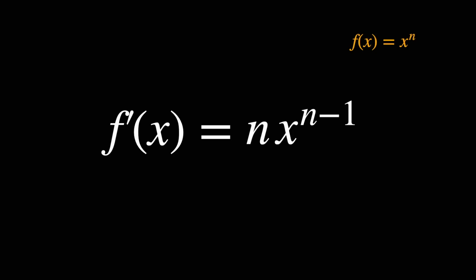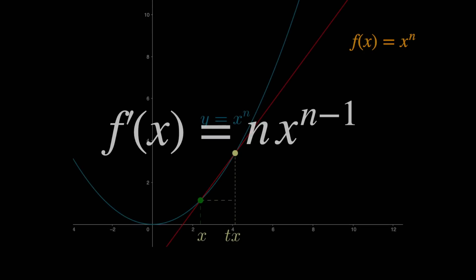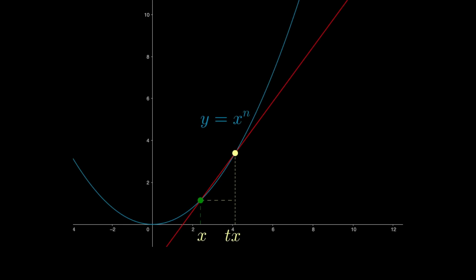Compared to the proof using the original definition, this proof is much easier, straightforward, and easy to follow. So why does this new definition of the derivative simplify so nicely for power functions? Here I have the function y equals x to the n and the points x and tx shown, along with their secant line. The vertical distance between these 2 points, delta y, is given as delta y equals tx to the n minus x to the n.